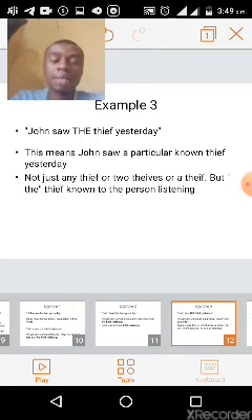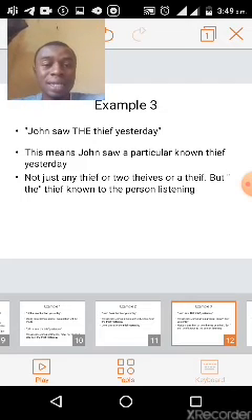Now the next example, the attention is on the. John saw THE thief yesterday. The is trying to show that the thief is a particular thief. The person being spoken to in this sentence knows the particular thief. So that is why the article the is being used and is being stressed to emphasize the fact that the thief is a known thief.